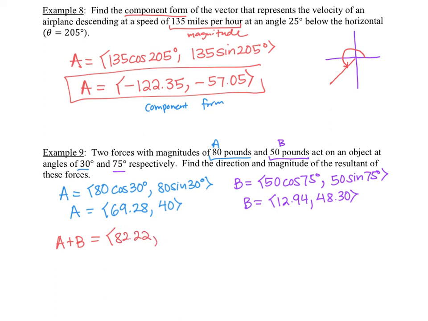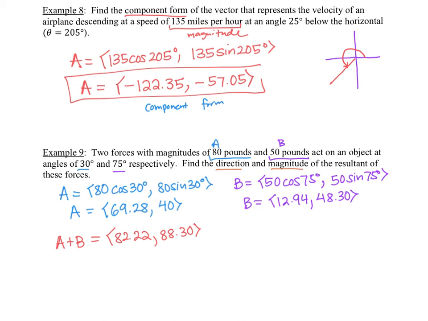Then if I add up the y components, 40 plus 48.30, I get 88.30. Or you could add 80 sine 30 plus 50 sine 75 degrees, depending on the calculator again. This component form represents the resultant vector. If they asked me for the component form of the resultant vector, I would be done. But they didn't ask me for that. What did they ask me for? They're asking me for the direction and the magnitude of the resultant of these forces.